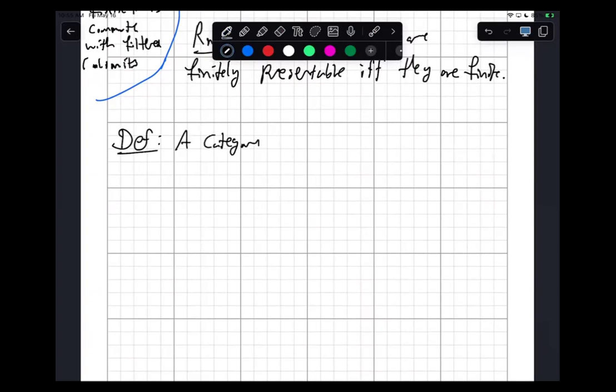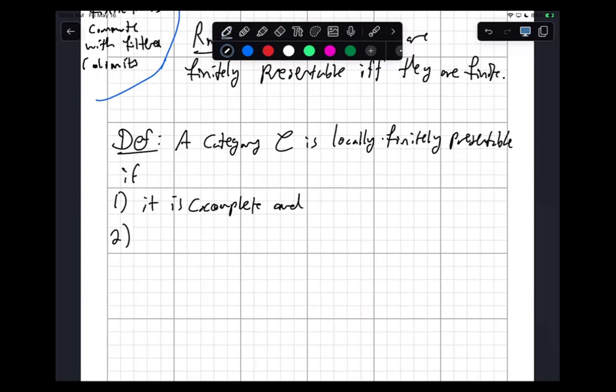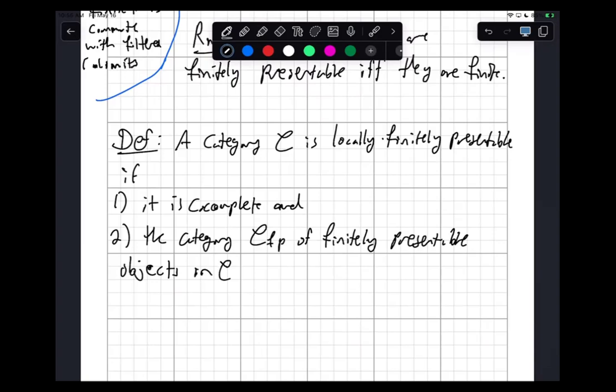A category C is locally finitely presentable if, one, it is cocomplete, and two, the category C_FP of finitely presentable objects in C is essentially small and dense in C. So a category is locally presentable if it's generated by its finitely presentable objects.